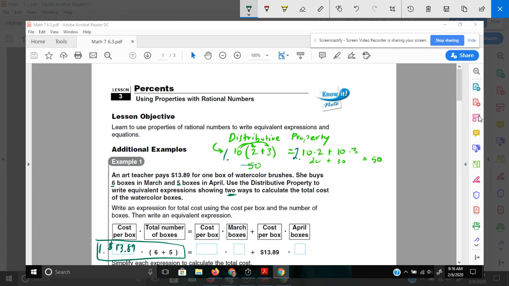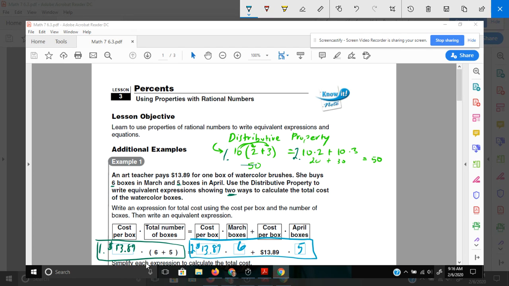Now that's the same thing. We could write it another way as, well, we're still going to take our cost per box, which was $13.89, and we'll multiply it by how many boxes we got in March, which was 6. And we'll add that to our cost per box again, multiplied by how many boxes we bought in April, which was 5. This is the second way of writing it. And these two should yield the same answer, but they're just different ways of thinking about it and different ways that you would take to solve this equation.